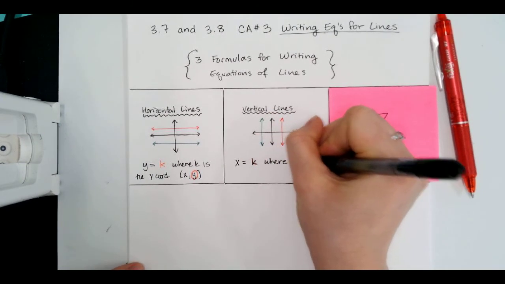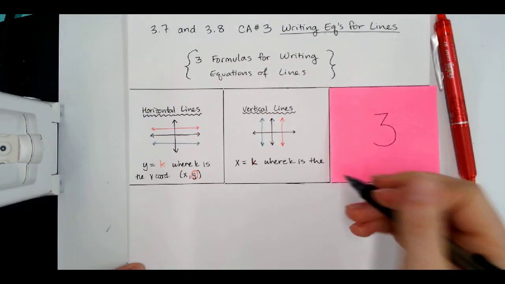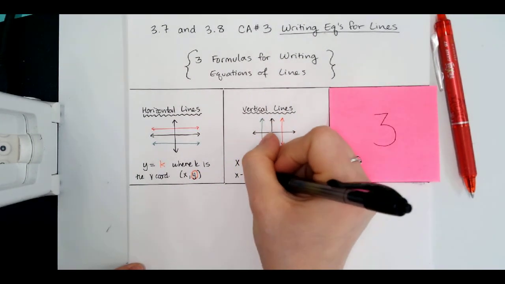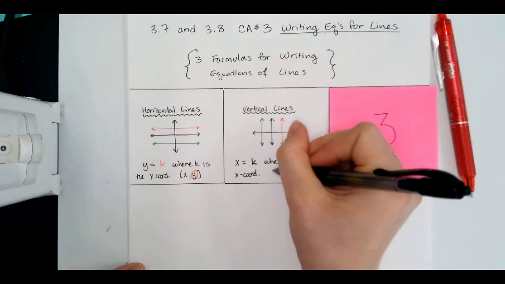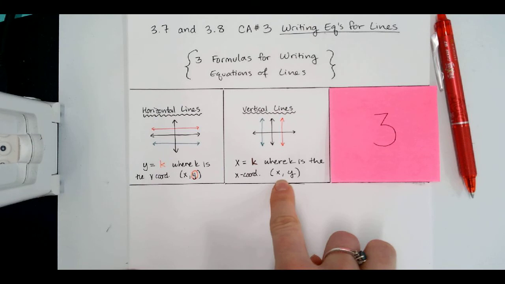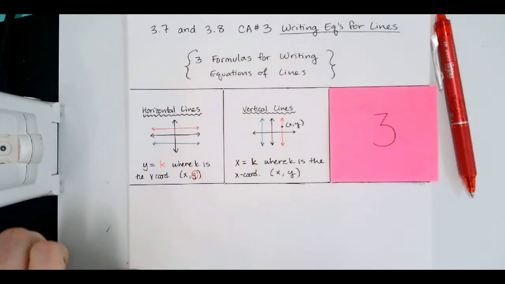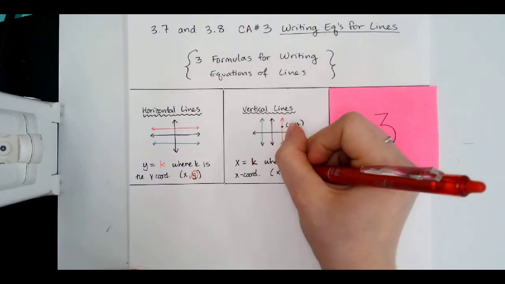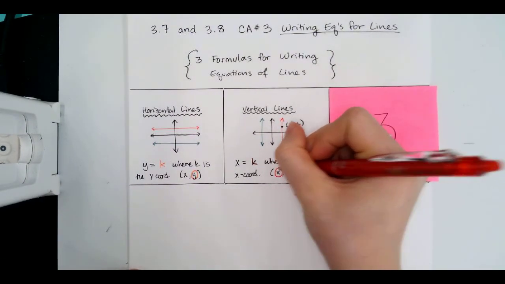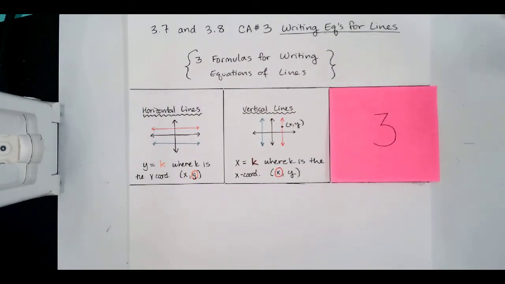Where k is, now this time it differs from horizontal lines, the x coordinate from a point (x, y). So remember, this is a point on our line. For example, maybe it would look like this, (x, y). We would take the x value and plug it in. All right, so we've covered horizontal lines and vertical lines. Let's take a look at the next kind of line.